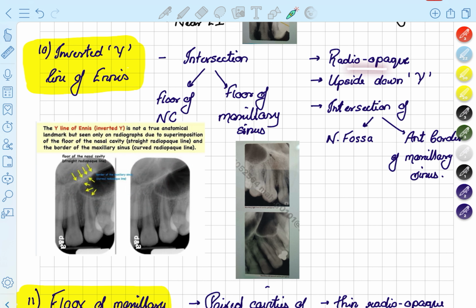It is a radio-opaque structure, as we can see. It is formed by the floor, so it is a radio-opaque structure. Upside down Y, we can see an intersection of nasal fossa and anterior border of maxillary sinus. Here also we can see the curved parts of maxillary sinus.